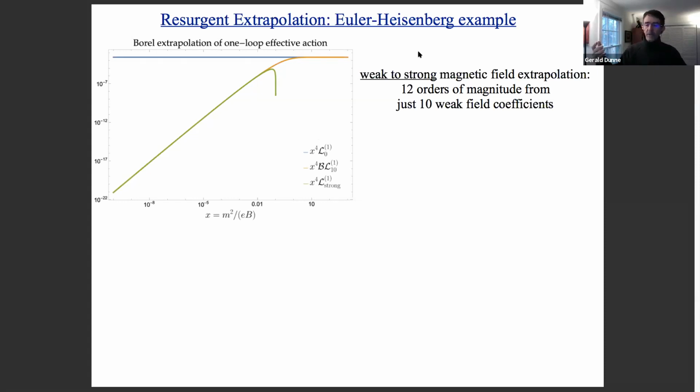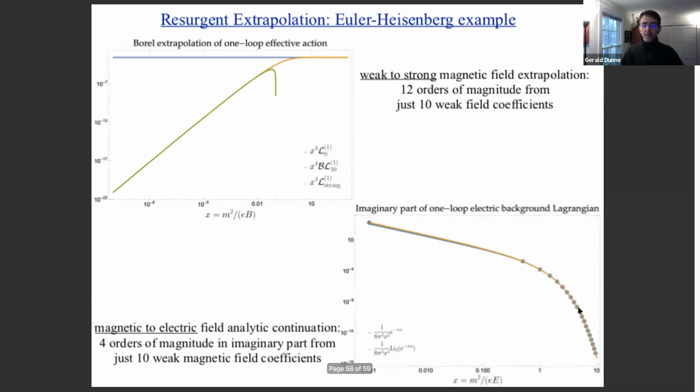But now I can do something else in principle. I can also go from magnetic to electric, which is a rotation. It's like a Minkowski to Euclidean rotation. So if I take 10 terms of the expansion at weak magnetic field, I can generate a representation of the Euler-Heisenberg effective Lagrangian in an electric background just by rotating by i. And I can extract the exponentially small imaginary part. And the fit is this gold curve here.